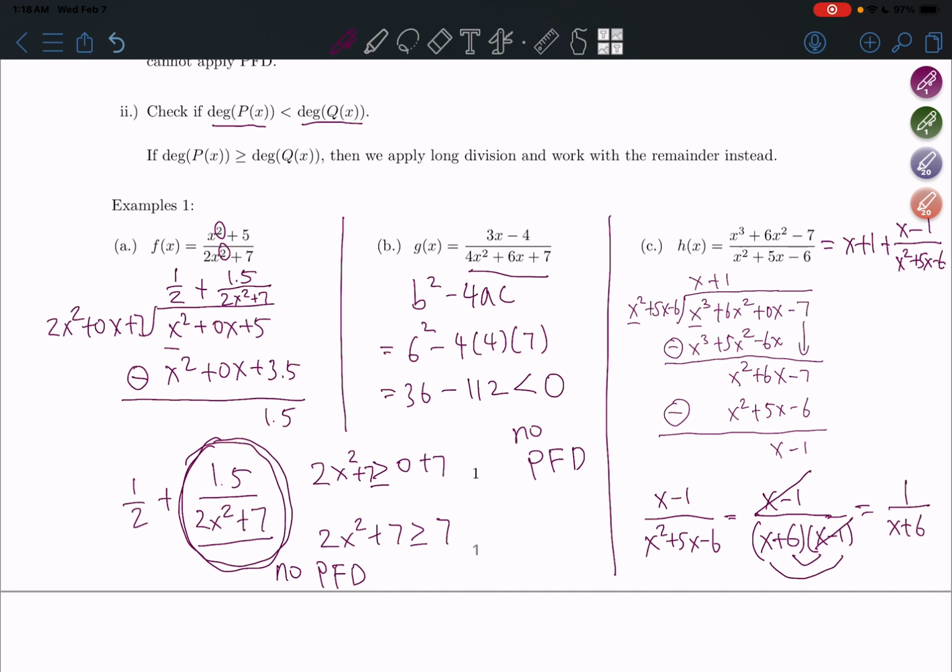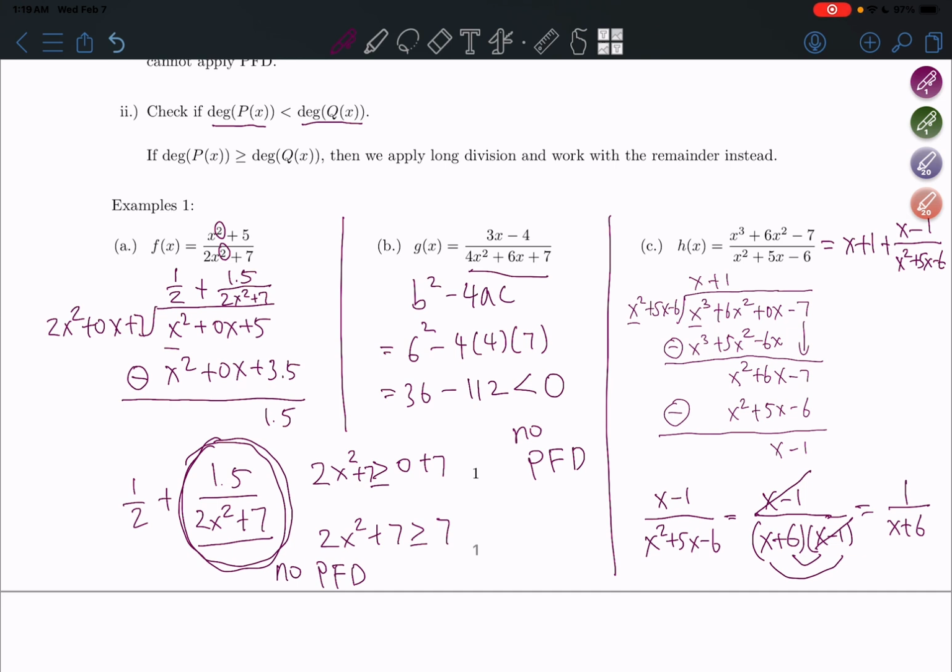Now, after the cancellation, this becomes something yet again that's not factorable, right? Because it's a linear function, they're always irreducible. So you can't apply partial fraction decomposition anymore. But on the other hand, you really don't need to anymore, right? This is already about as simplified as you can get, and this is easily integrable.